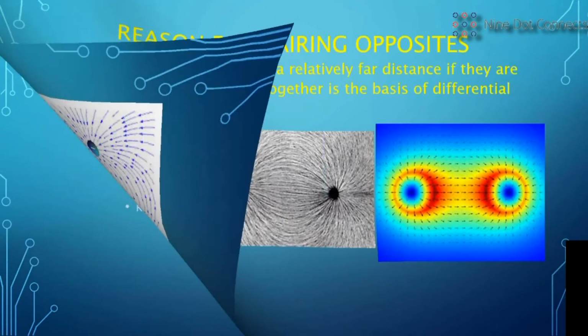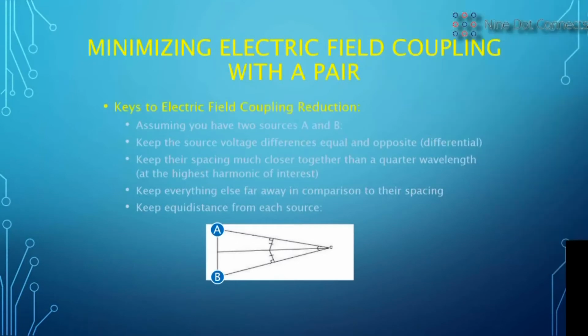So let's reiterate the keys to electric field coupling reduction. First, assume you have two sources, A and B. Keep the source voltage differences equal and opposite, i.e. differential. That helps them to cancel. Keep the spacing between them much closer than a quarter wavelength at the highest harmonic of interest. That's not so easy to do.